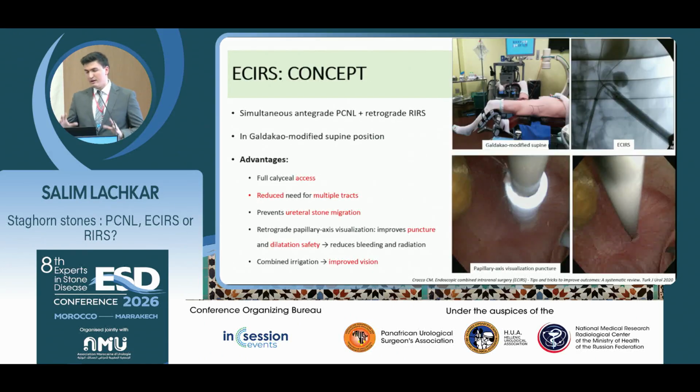ECIRS is a very interesting strategy to treat staghorn calculi. We will use ureteroscopy and percutaneous technique at the same time. Why? Because we will have the advantages of both techniques. We will have fully calyceal access and a reduced need for multiple tracts. Also, puncture and dilatation will be safer, and we will have a better vision.